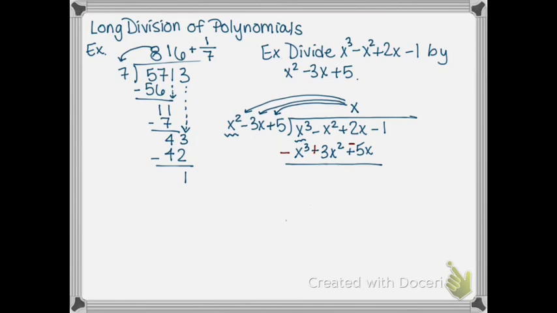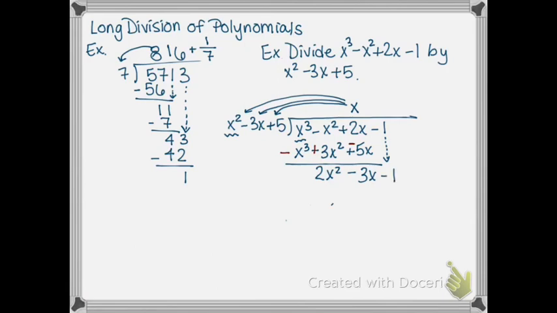So x cubed plus negative x cubed, those just cancel out. I'm not going to write anything. We have a negative x squared plus 3x squared. So when I add that next column, I get 2x squared. Adding again, 2x and negative 5x gives me negative 3x. Just like we did on the problem on the left, we're going to bring down that next term. So I'm bringing down that negative 1.